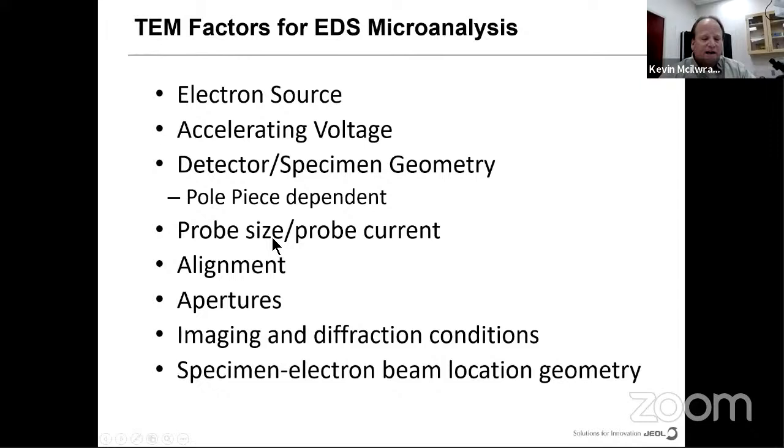So when we're investigating a new sample that may be beam sensitive, I put a probe on something and I watch, is it damaging it? And if it's not, then I'm good to go. Or I will lower the probe current.